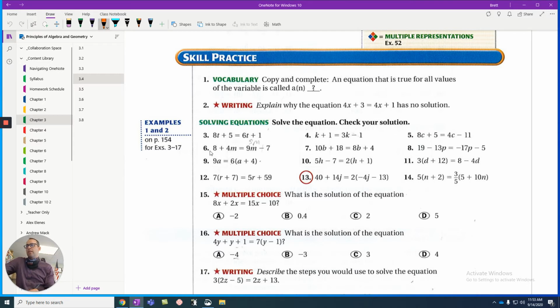Let's take a look at two really simple ones. We're going to start here with number 6, and then just to give us a little bit of complexity, we're going to go ahead and do number 12. Those are the two that we're going to do today.